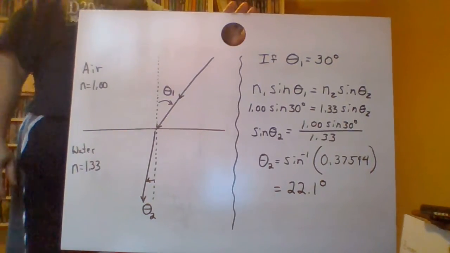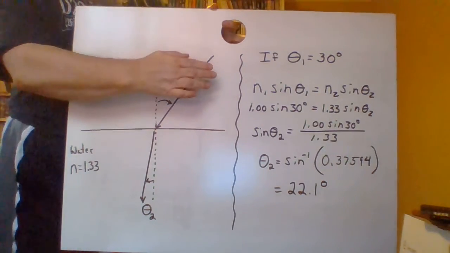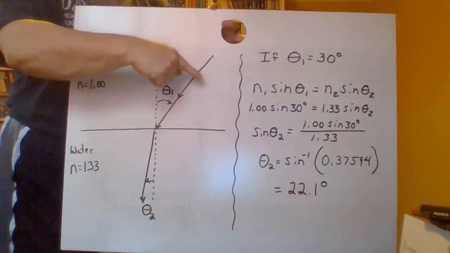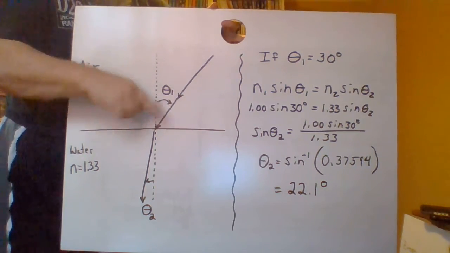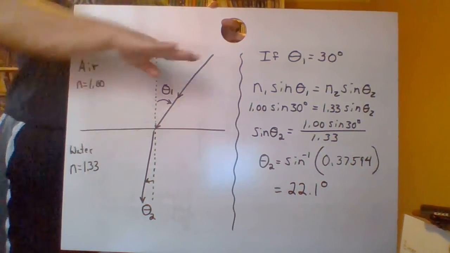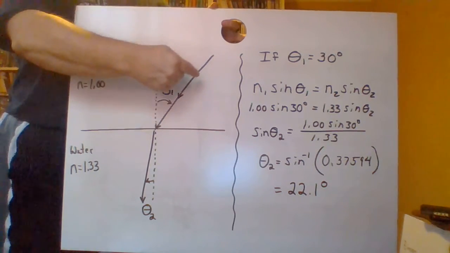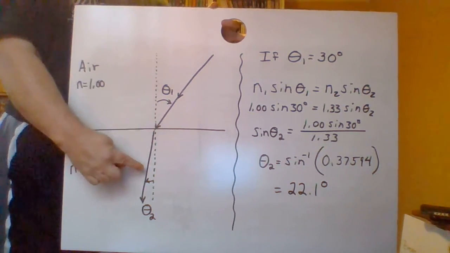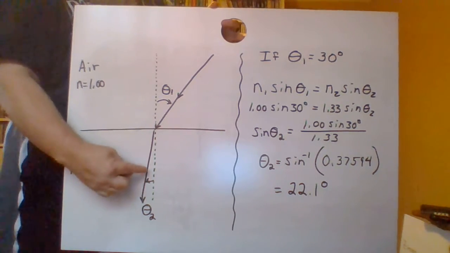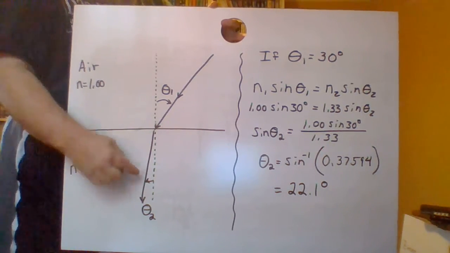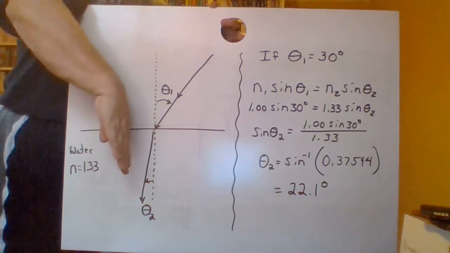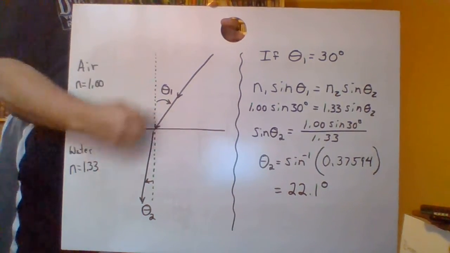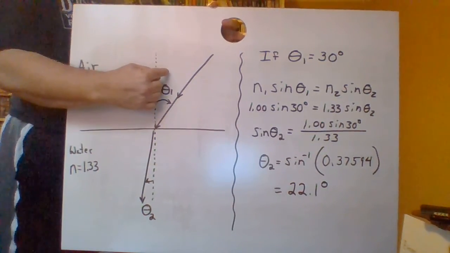Okay, think about my demo that I did a little earlier. I had the light ray coming out of the straw in the air over the top, not on the side. The light ray was coming out of the straw in the air, entering the water, and you saw it make a smaller angle, an angle that was more vertical in the water than it was up in the air.